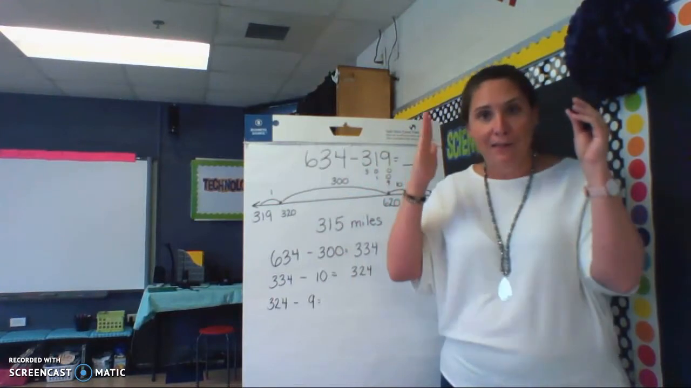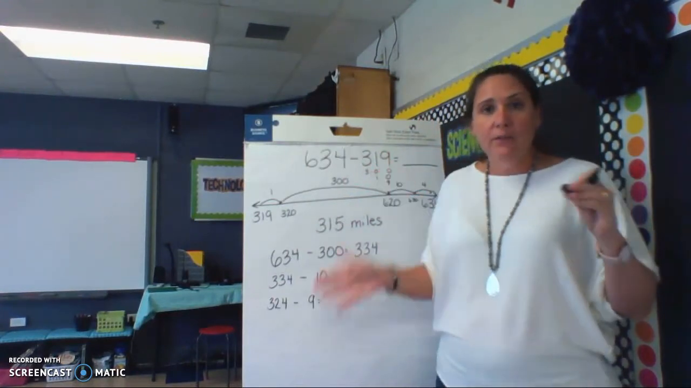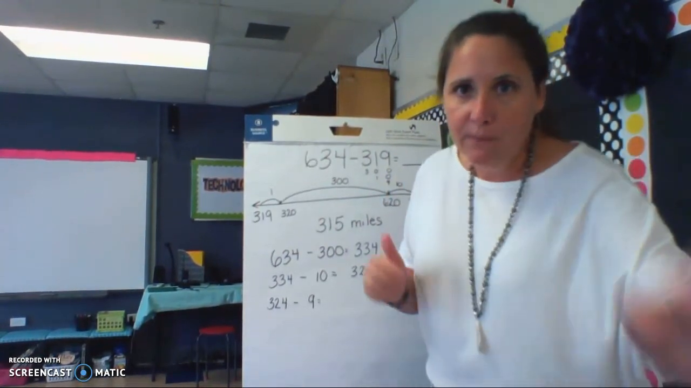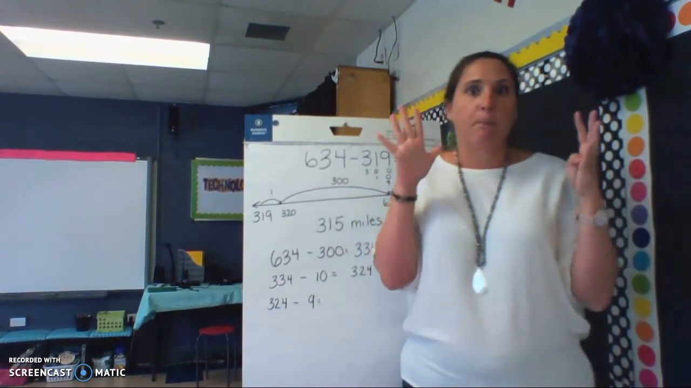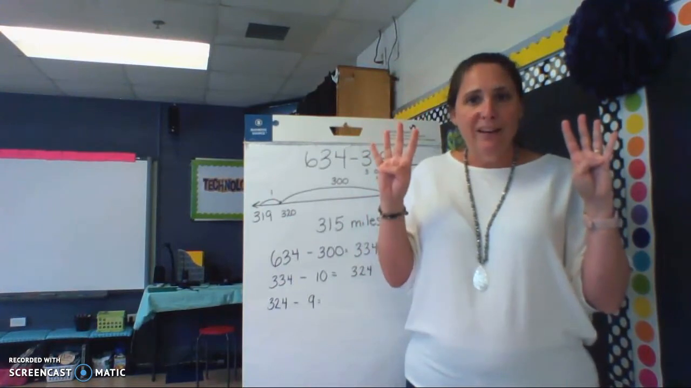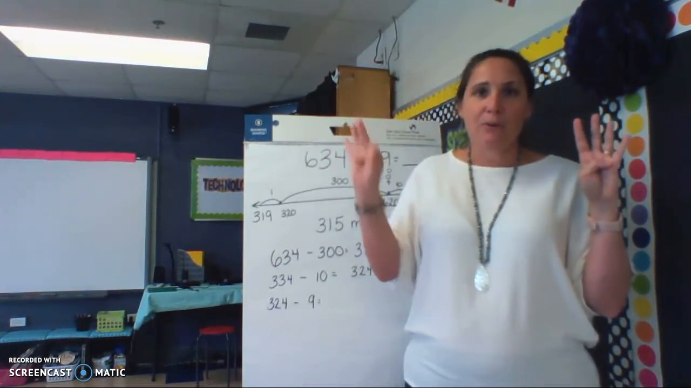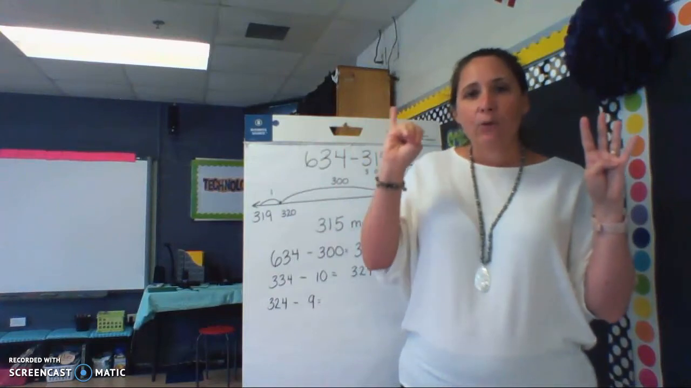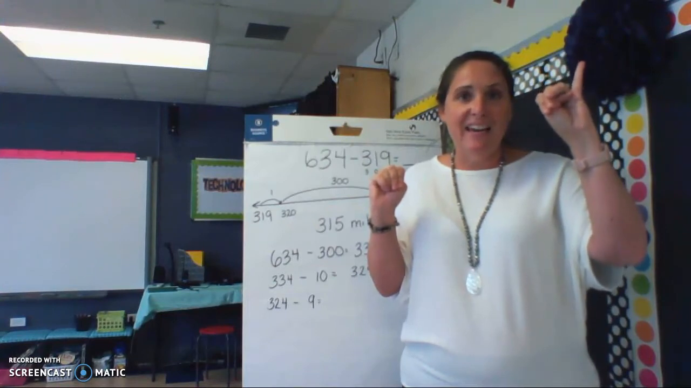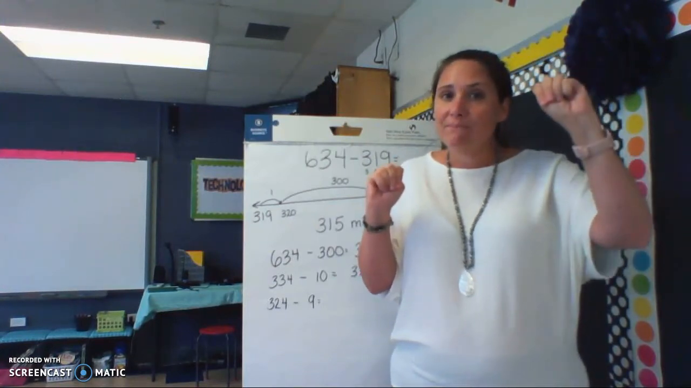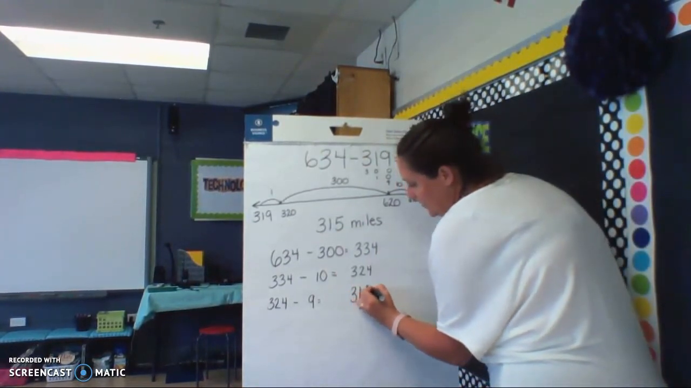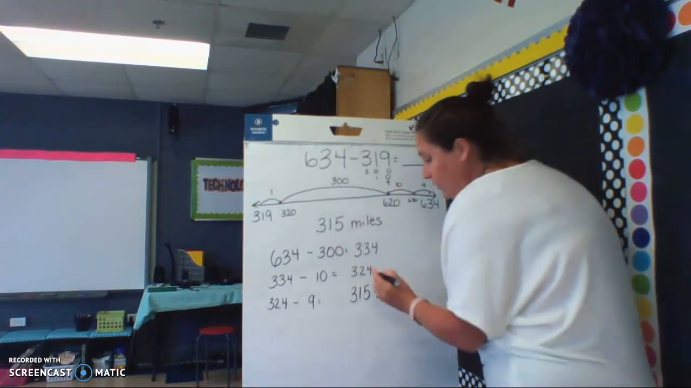Now that was a really higher level way of doing it. Or you could say 324, and you could put up 9 fingers. This is a strategy that I show my boys. Put up 9 fingers and count backwards. Oh, there's that backwards counting. So 324, 323, 322, 321, 320, 319, 318, 317, 316, and 315. And look there, guys. We get the exact same answer that we did when we did our number line.